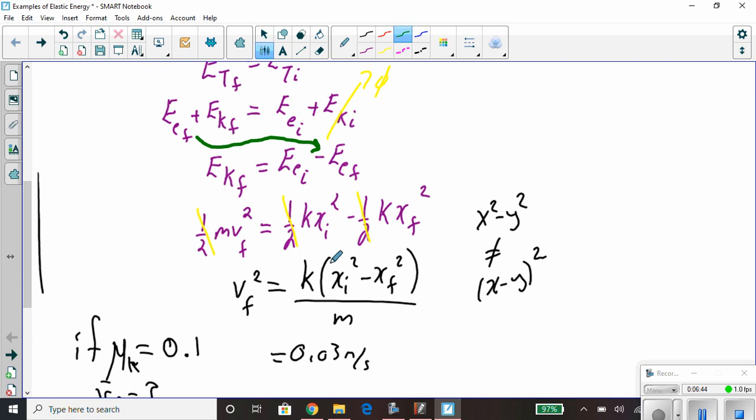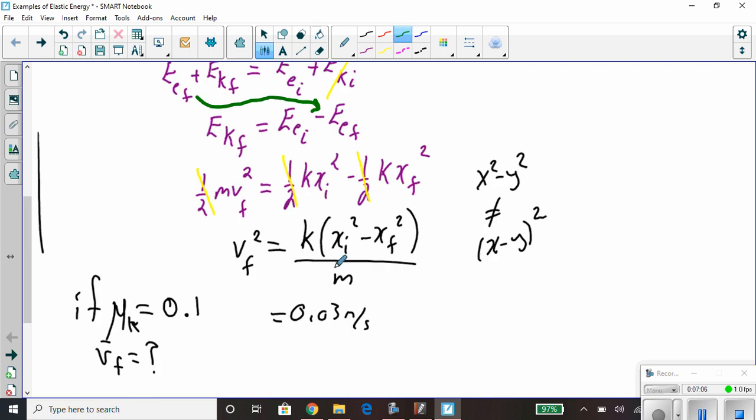Then what else can I do? Well, I can factor out this k and this k, and it leaves me with k bracket x initial squared minus x final squared bracket. I factored out the k. And the last thing I can do is divide both sides by m. If I divide both sides by mass, it cancels out on this side, and it ends up in the denominator right there.